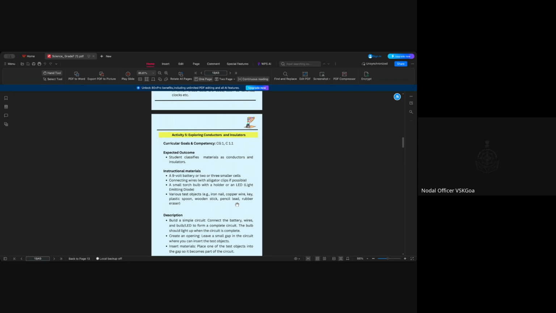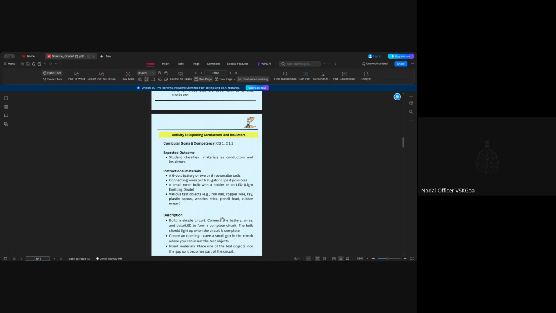We have told them to draw a simple circuit diagram. Similarly, you can start this activity. You can tell them to draw a simple circuit diagram, and you can take them to the lab. You can put them in groups. Tell them to draw a circuit diagram, and after the circuit diagram, let them build a simple circuit based on that circuit diagram.